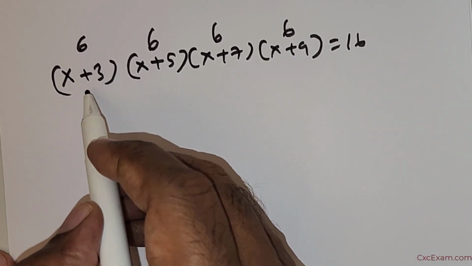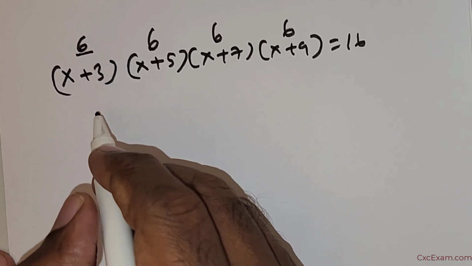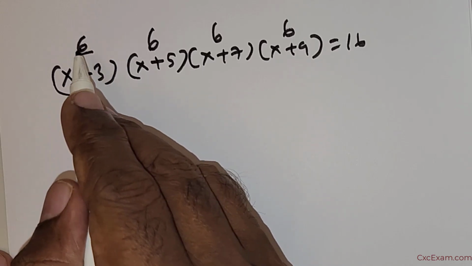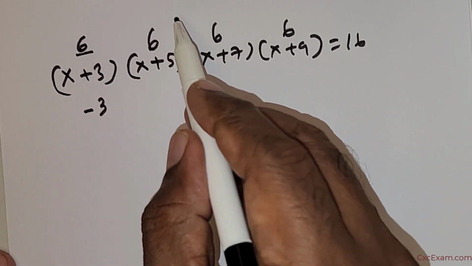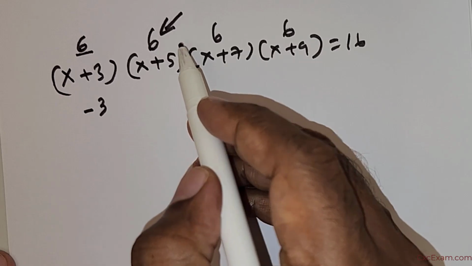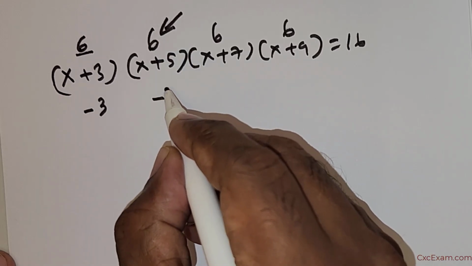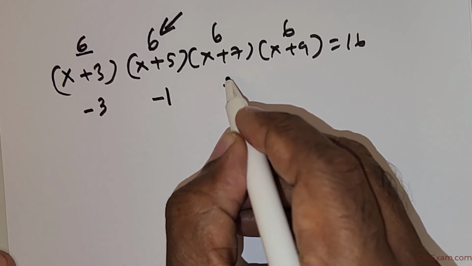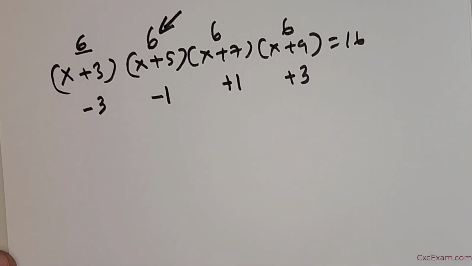Now ask this question to yourself. What should you add to the number 6 so that it produces 3? Obviously to 6, if you were to add negative 3, you get 3. Again, you pose this question to yourself. What should you add to the number 6 to get 5? It will be negative 1. Over here, it will be positive 1. Over here, it will be positive 3.